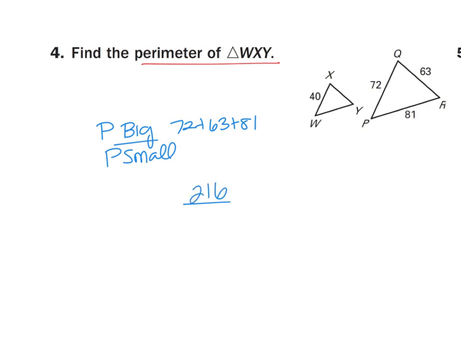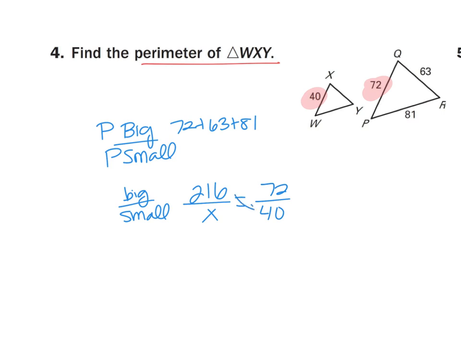Over the perimeter of the small, well, we don't know what that is yet. That's X. That's what we're trying to figure out. We're still doing big over small. Okay, and now we're going to do a corresponding side. So the only sides we can use on this, because they give us both of them, is 40 and 72, because they don't give us any other sides on the small one. So the big side would be 72, and the little side would be 40.